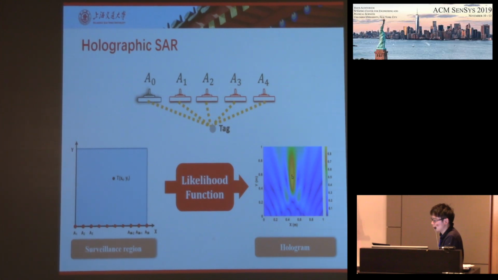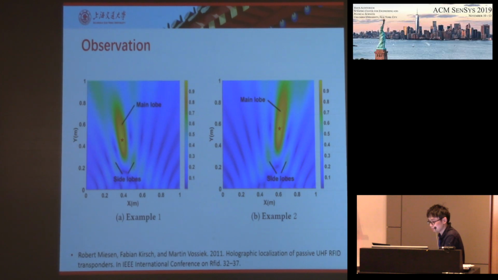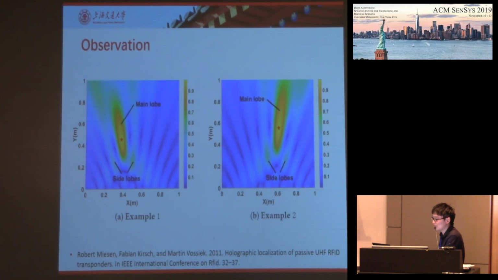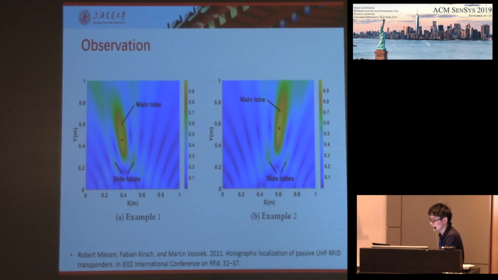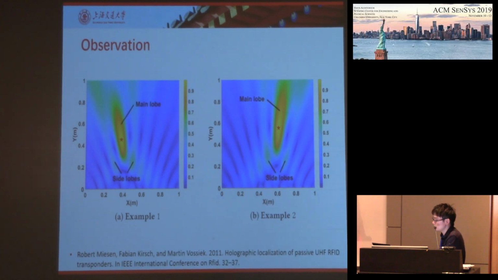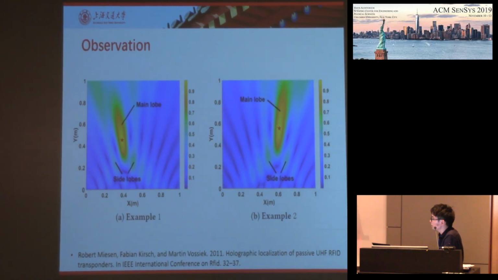Here is an example of a hologram. In this hologram, the yellow region has a higher possibility to cover the ground truth. So we can also estimate the tag position based on this hologram. Here are two typical RFID holograms, and in each hologram, the red pentagrams represent the ground truth. We make some interesting observations based on these holograms. First, there is only one main lobe, and there are many symmetric side lobes around the main lobe. Second, the main lobe as well as the side lobes will change according to the ground truth.